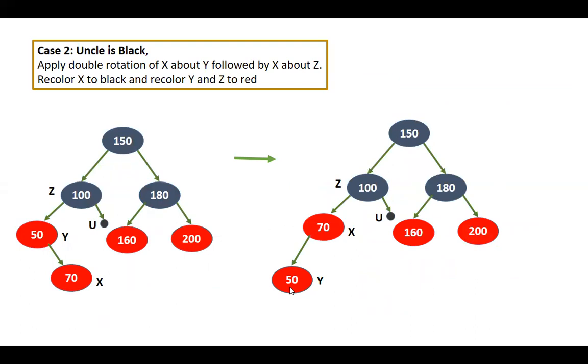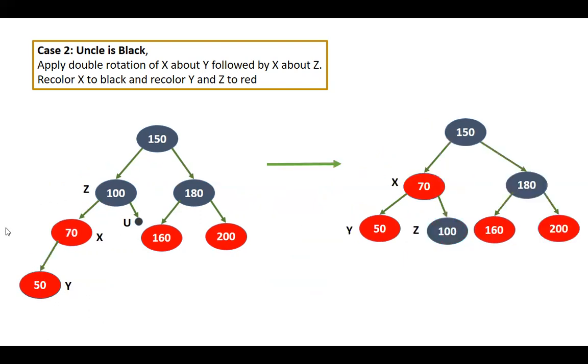X moves up, Y becomes its left side. Fine. And now next is what? X will rotate over Z. X will move up, Z will become its right side and Y will remain at its left side. This is the second rotation. Fine.